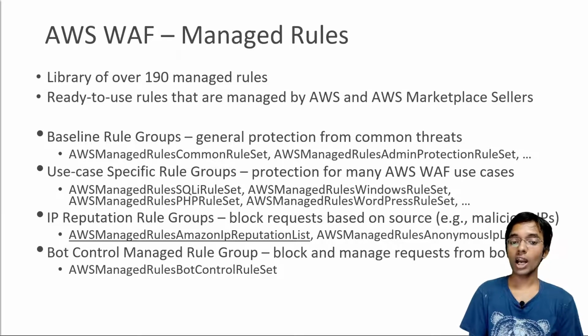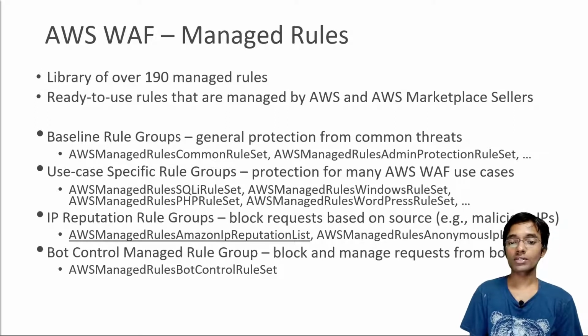So to protect these kinds of applications, PHP applications, WordPress applications. Then you get the IP reputation rule group, and this is to block requests based on the source IP. So for example, you have a malicious IP, and there is this very important rule called the Amazon IP reputation list, which is a list of all IPs that are trusted by AWS and those that are not trusted by AWS, and this can help you block spammers very quickly. You can also get the anonymous IP list as a rule, and so on.